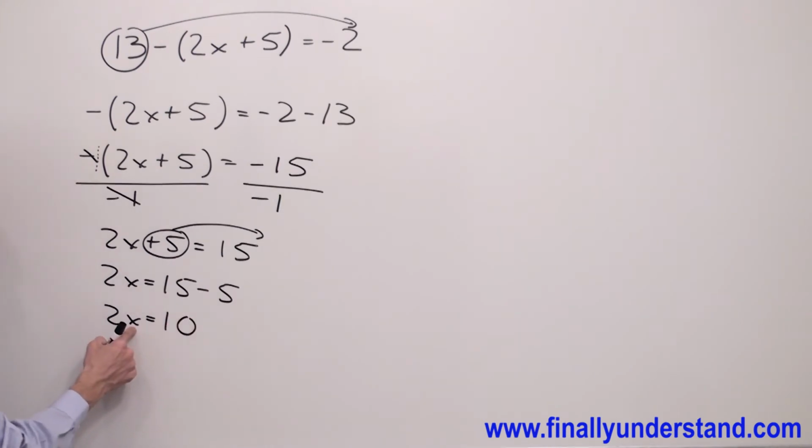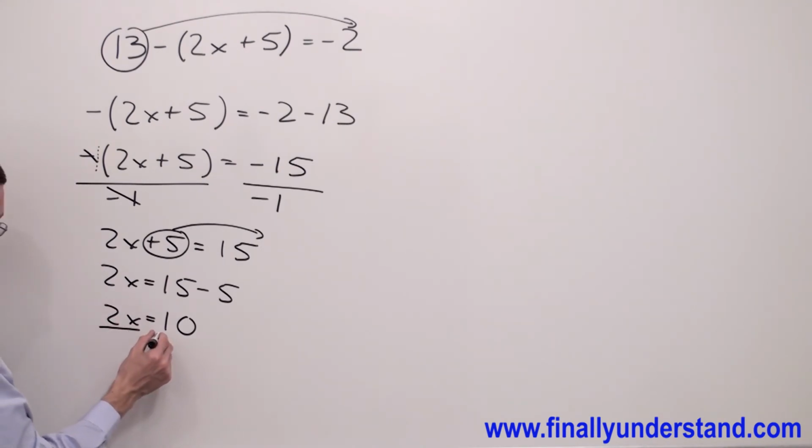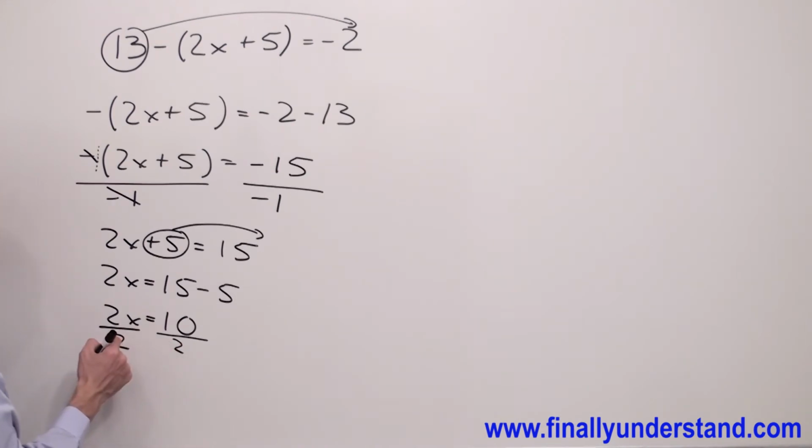In order to find the value of x, I have to eliminate the multiplication. Remember, anytime we want to eliminate multiplication, we're supposed to use division. Always divide both sides of the equation by the number which is multiplied by the variable which I'm looking for. In this case, we have to divide both sides of the equation by 2. And I have x equals 10 divided by 2, which is equal to 5.